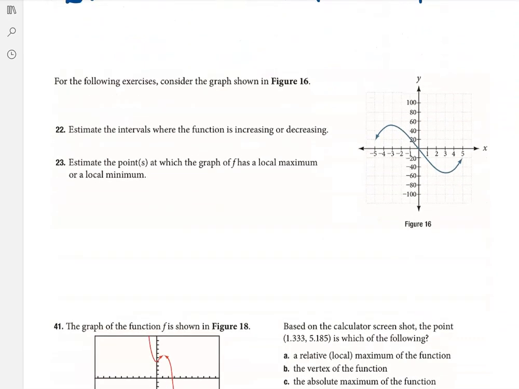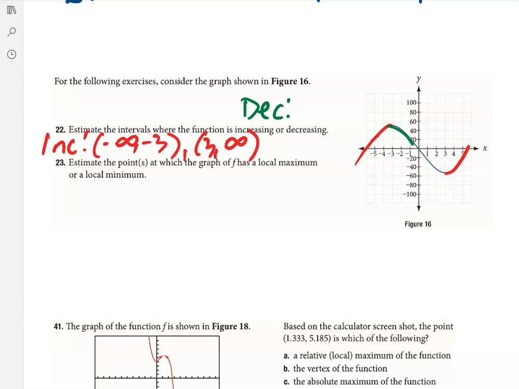Next, consider the graph. Estimate the intervals where the function is increasing or decreasing. So again, increasing is from here to here, that is negative infinity to negative 3, and also here increasing from 3 to positive infinity. Then decreasing is this part here, from negative 3 to positive 3.